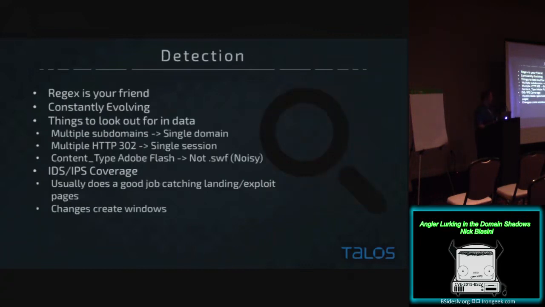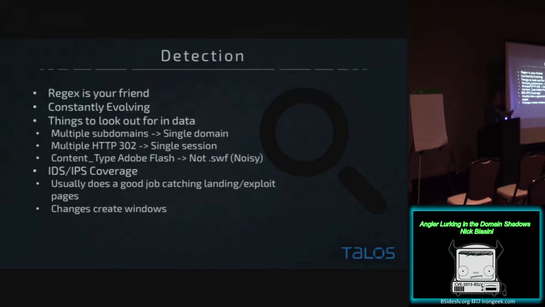Okay, so let's talk a little bit about detection. Regex is your friend. You can do a lot with regex searches to find Angler activity, but you have to stay diligent with this stuff. You have to keep up on open source resources, follow people on Twitter, look at how it's changing over time, because I'm going to tell you right now, your regex that works today likely won't work in a couple of days, and it definitely won't work in a month, because Angler is really, really good at changing. But there are other things you can look out for in your data.